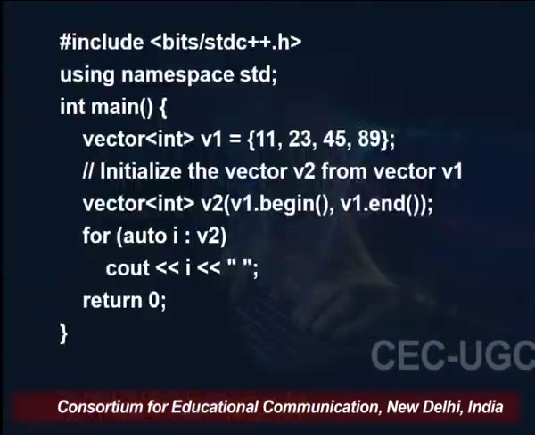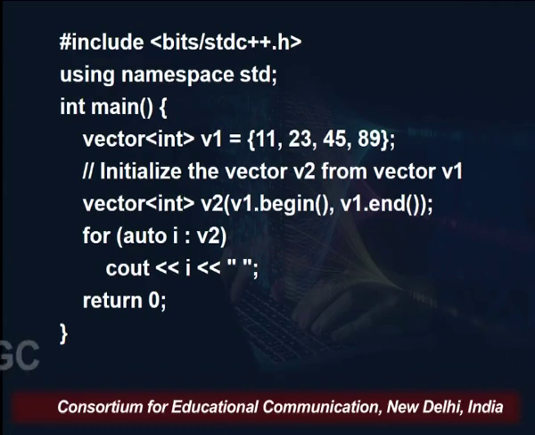So, in order to use this method, first we will be creating a v1 vector, which is being created with the help of an initializer list. vector<int> v1 = {11, 23, 45, 89}, that we have already seen. Then we have vector<int> v2 starting from v1.begin() till v1.end(); all the elements will be copied in v2, and if you print v2, you are going to have all the elements 11, 23, 45 and 89.